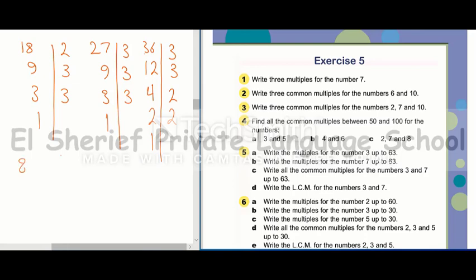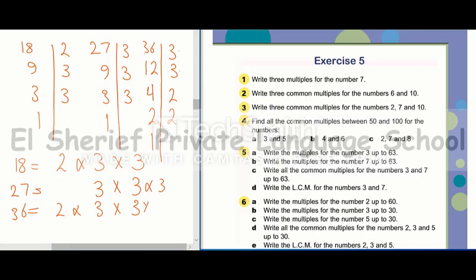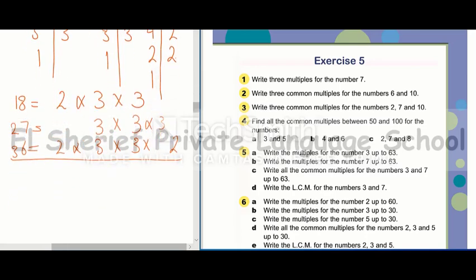So 18, 27, and 36. 18 is 2 times 3 times 3. And 27 is 3 times 3 times 3. And 36 is 2 times 2 times 3 times 3. We put similar numbers under each other.